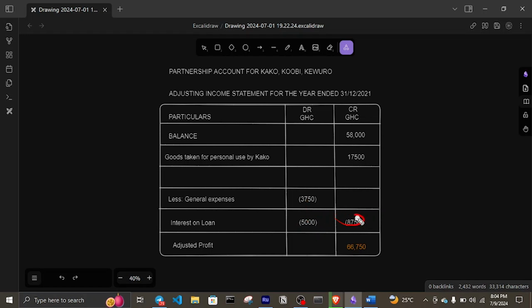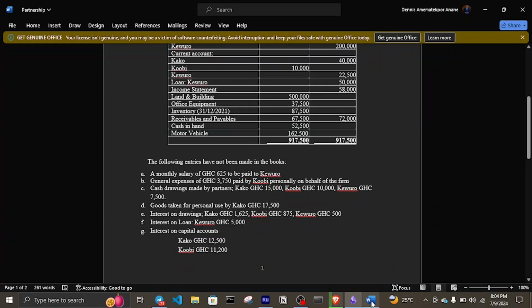Now, if you subtract this 8,750 from these two, after we add them, we are going to get 66,750. So we add the 58,000 plus 17,500 minus 8,750. And now we have our adjusted profit. So now we have included the entries that were not made in the books. So we have our adjusted profit.